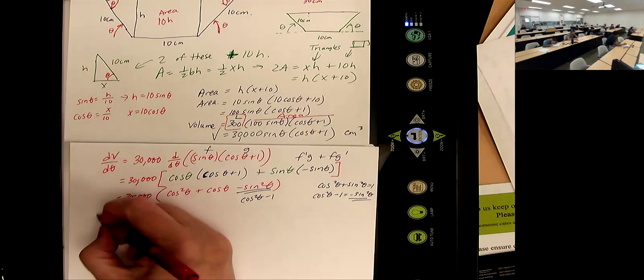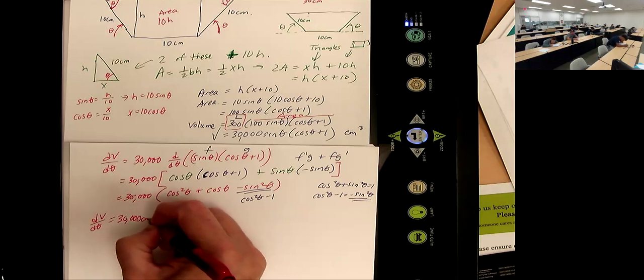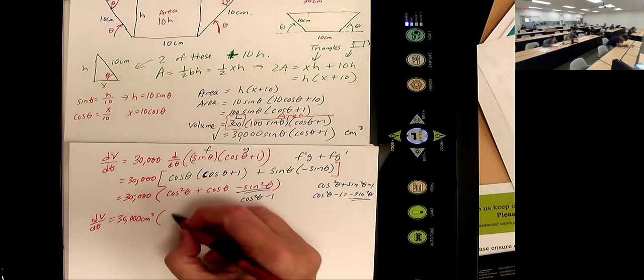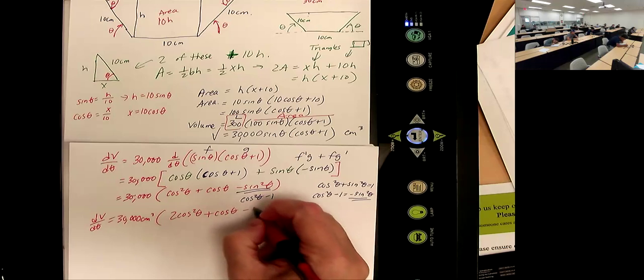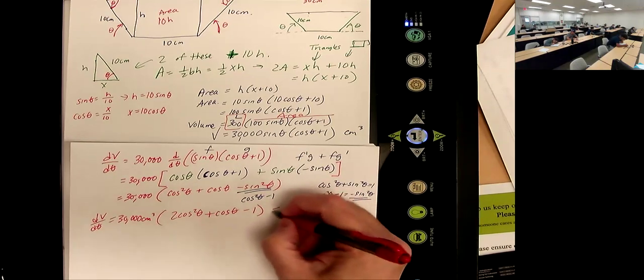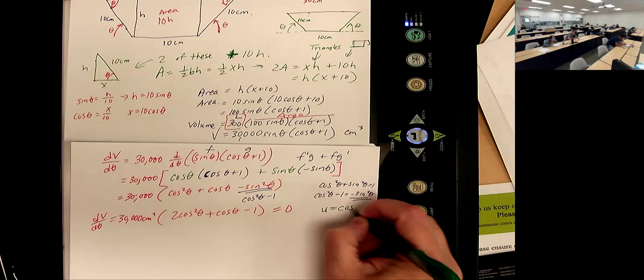If I do that, I've got dV d theta equals 30,000 cubic centimeters times 2 cosine squared theta plus cosine theta minus 1. And that's what I'm going to set equal to 0. If it helps you, make a u substitution here.